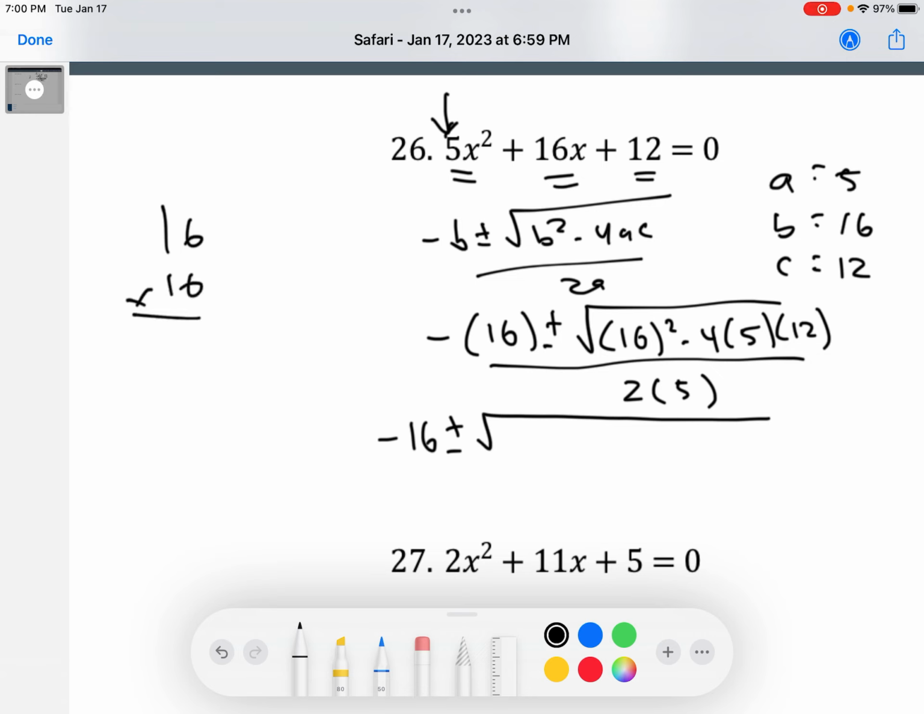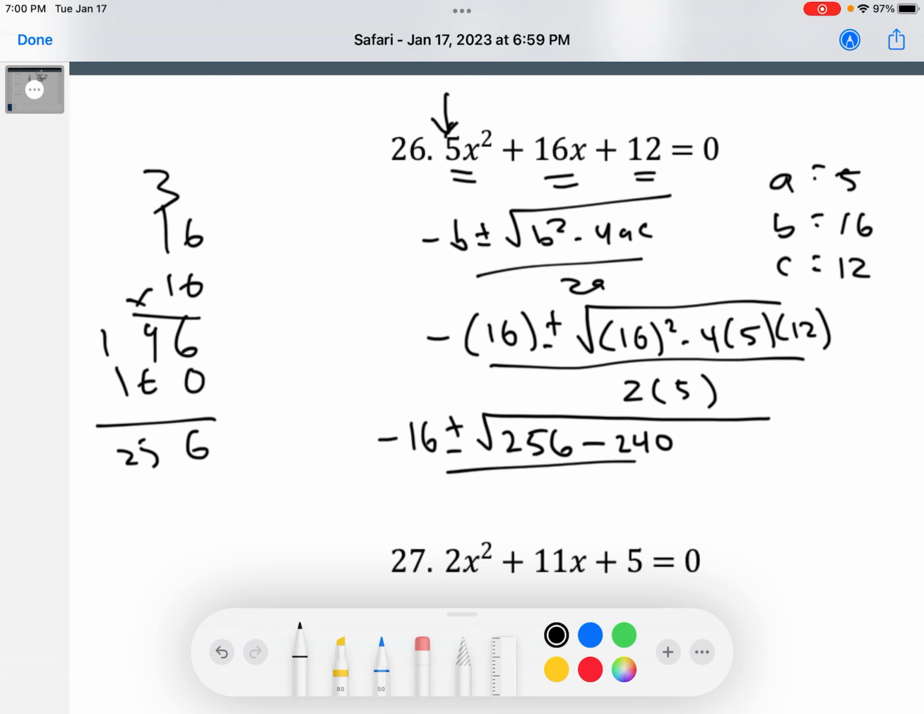What's 16 squared? Okay, 256. I hope that's right. 256 minus, let's see, 4 times 5 is 20, 240, all over 10. And that's going to equal negative 16 plus or minus the square root of 16 all over 10, which is negative 16 plus or minus 4 over 10.